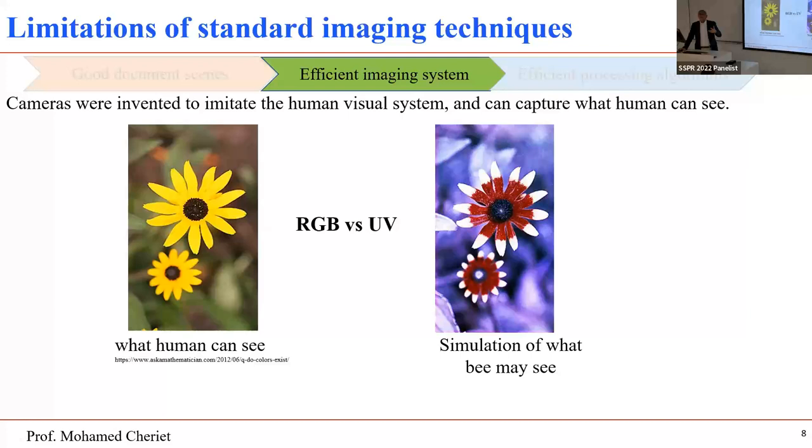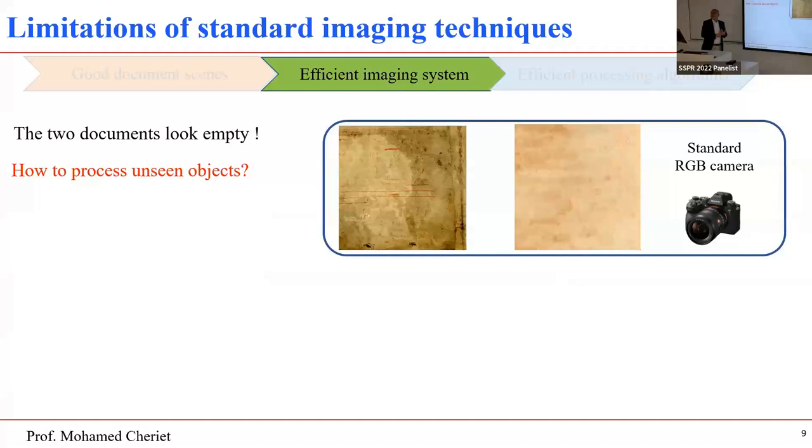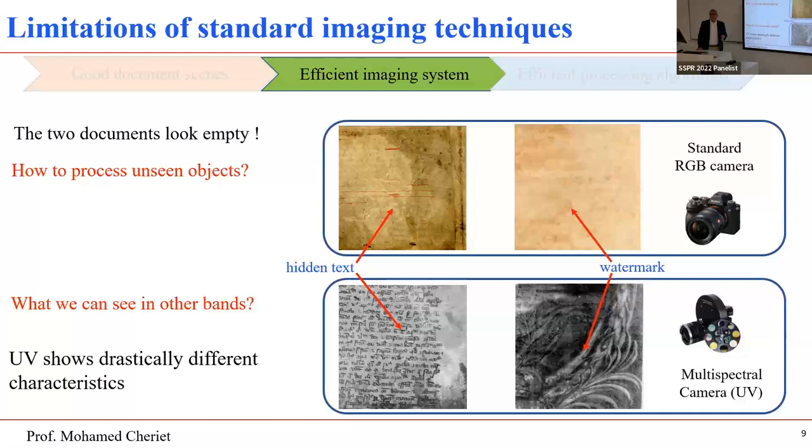Since the UV is very interesting, we try to understand beyond the visible domain how it can help our field. Here you have two degraded documents, and how they look is difficult to decipher. With the UV, amazingly, you can see what you could not see. You can better discover the text and even here the watermark. With this idea in mind, people became interested in discovering what we call hidden information.